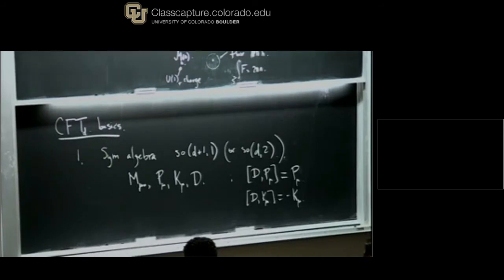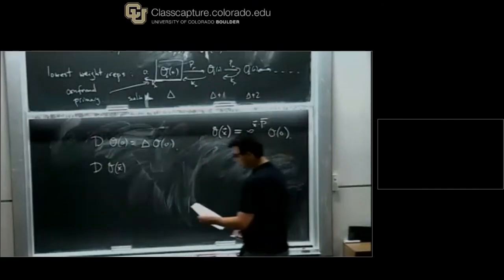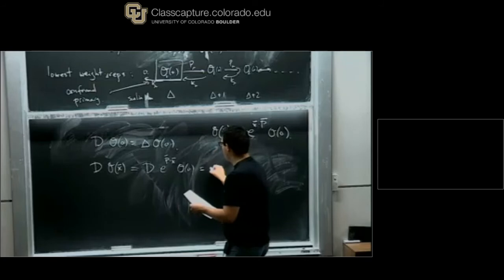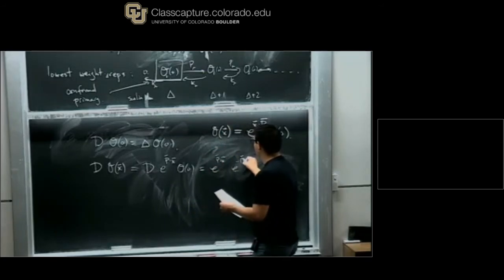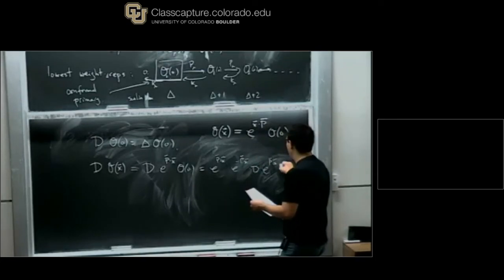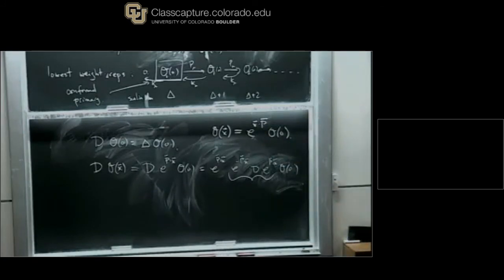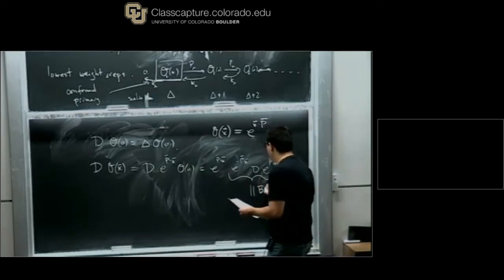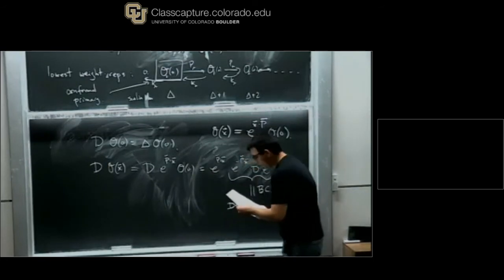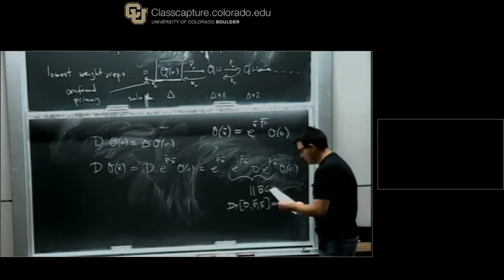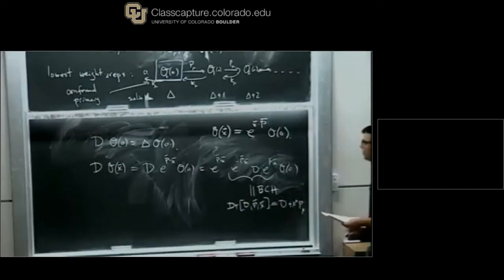Okay. So then I could just figure out what d of O of x is. So this is d e to the p dot x O of 0. And then I can write this as e to the p dot x e to the minus p dot x d e to the p dot x O of 0. Now I can think of p and d as Lie algebra elements. So to evaluate this quantity, we can use the Baker-Campbell-Hausdorff formula. So this is BCH. This gives d plus the commutator of d with p dot x. So this is the same as d plus x mu p mu, and p mu acts as a derivative.